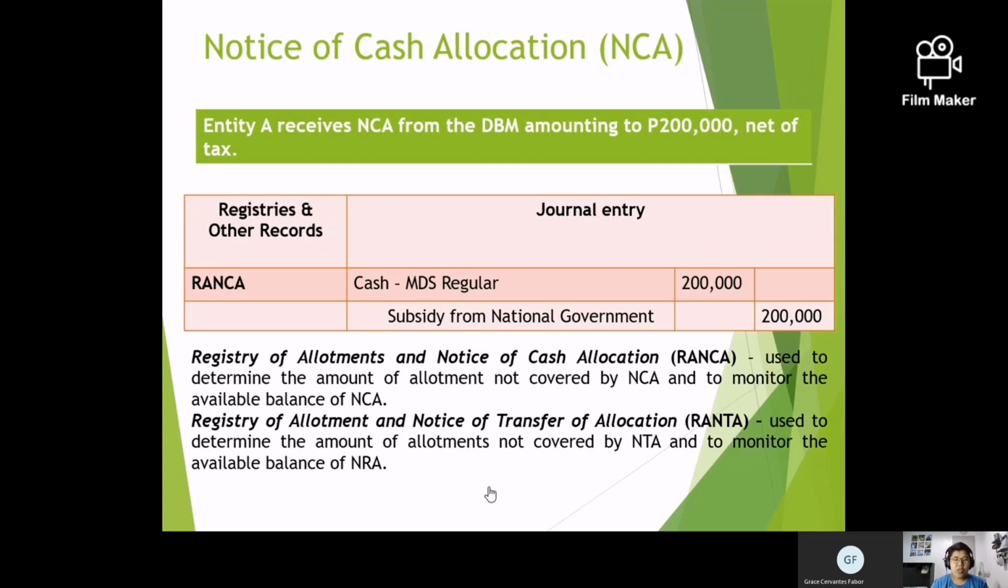Ito yung na-discuss natin last time na disbursement authority. Yan. Mga disbursement authority to. Another registry, kung naka-receive ka naman ng NTA or Notice of Transfer of Allocation, ang i-update is Registry of Allotment and Notice of Transfer of Allocation. It is used to determine the amount of allotments not covered by NTA and to monitor the available balance of NTA, hindi NRA yan.